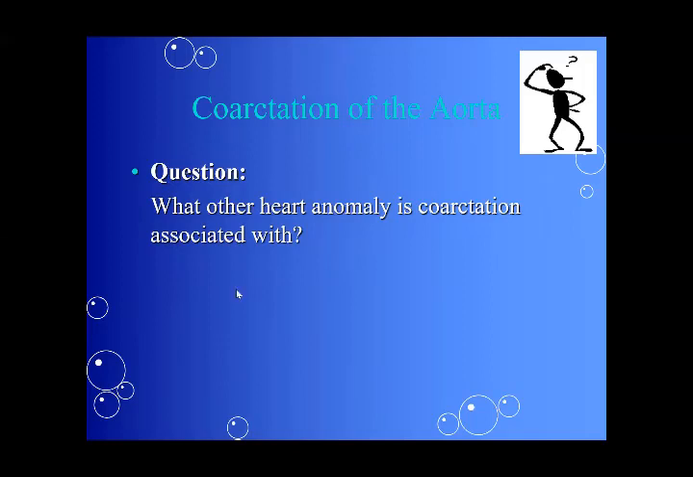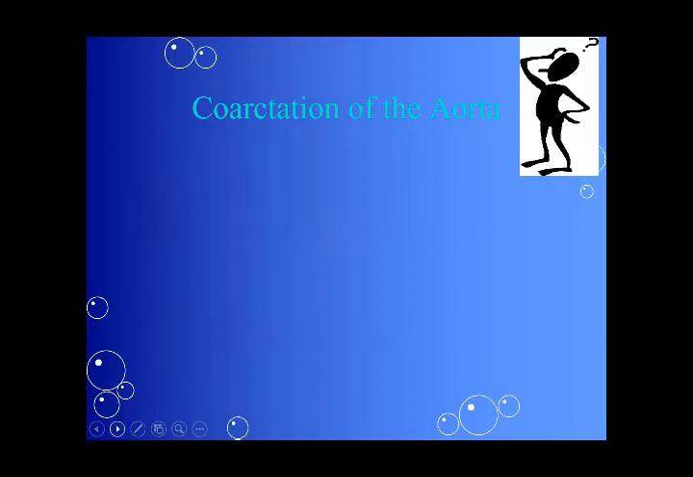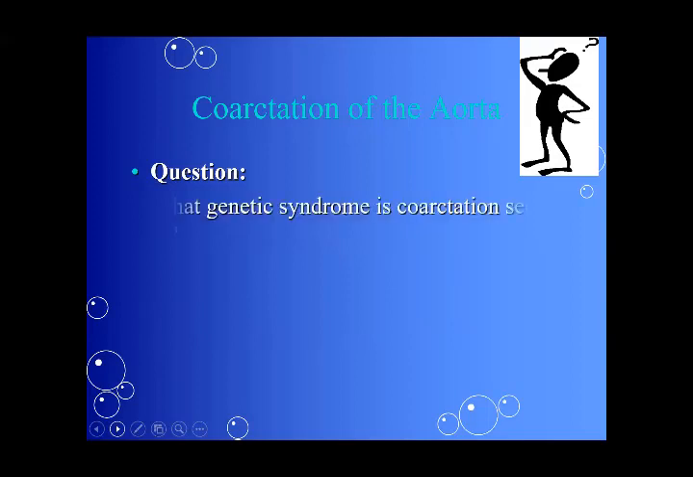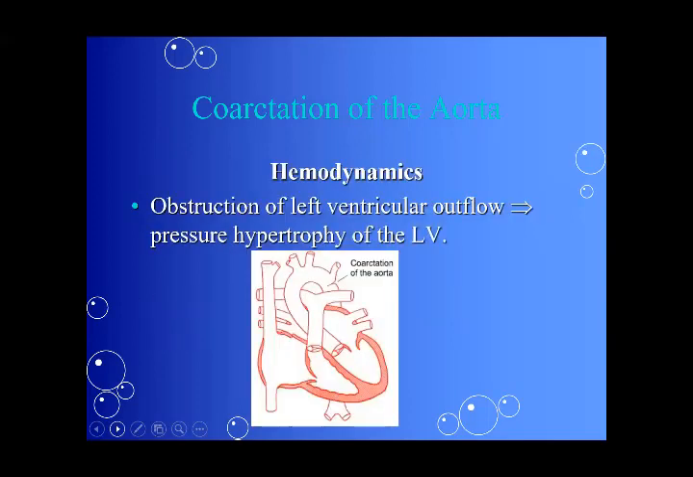Okay. So do you remember any disease which is associated with this coarctation of aorta? That is Turner syndrome. You must have heard the name of Turner syndrome previously. So Turner syndrome is associated with coarctation of aorta. Again, coarctation of aorta is associated with Turner syndrome.